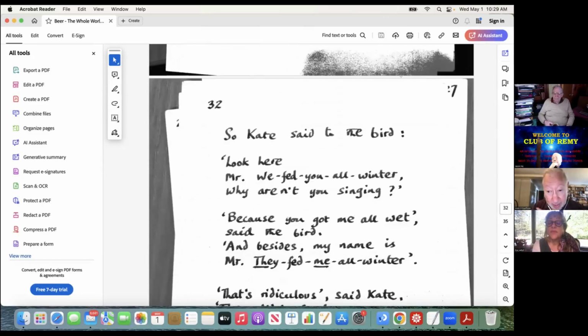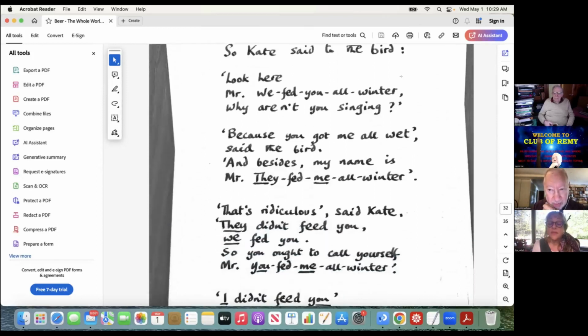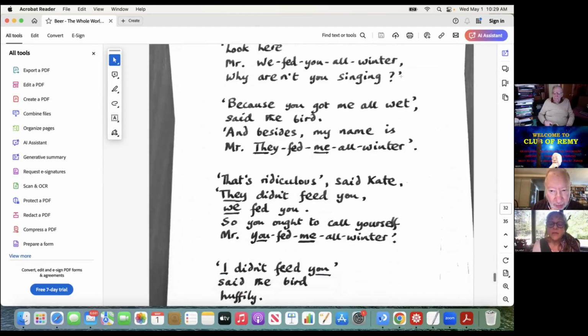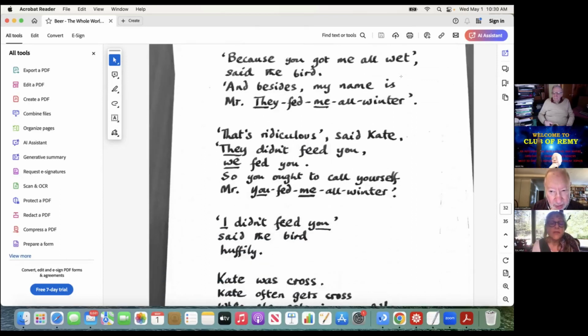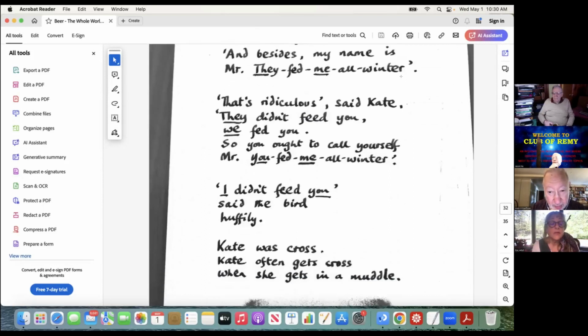So Kate said to the bird, "Look here, mister, we fed you all winter. Why aren't you singing?" "Because you got me all wet," said the bird. "And besides, my name is Mr. They Fed Me All Winter." "That's ridiculous," said Kate. "They didn't feed you, we fed you. So you ought to call yourself Mr. You Fed Me All Winter." "I didn't feed you," said the bird huffily.